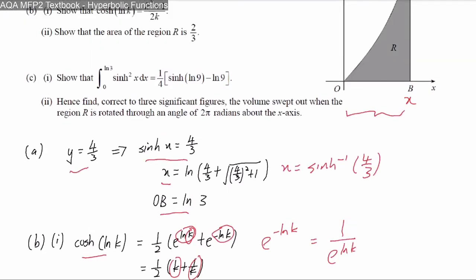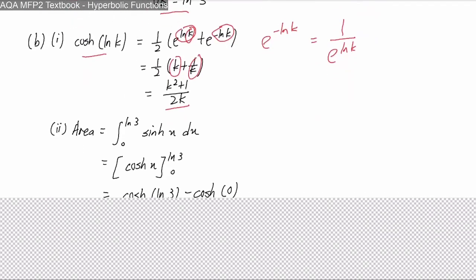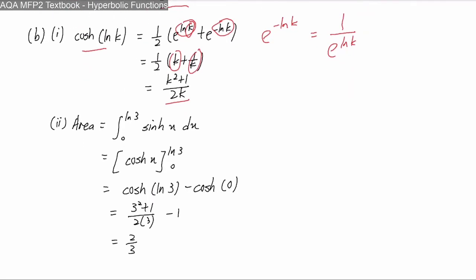Part 2. Show that the area of this region is 2 over 3. It is not difficult at all. We just have to integrate the curve, which is sinh, from 0 to x, the x that we have found earlier, which we know is ln 3. So basically we integrate this function sinh x from 0 to ln 3. So we will actually get cosh x, which we have to evaluate at ln 3 and 0.